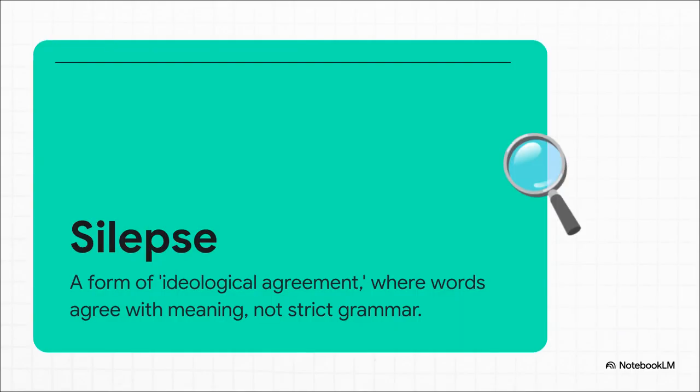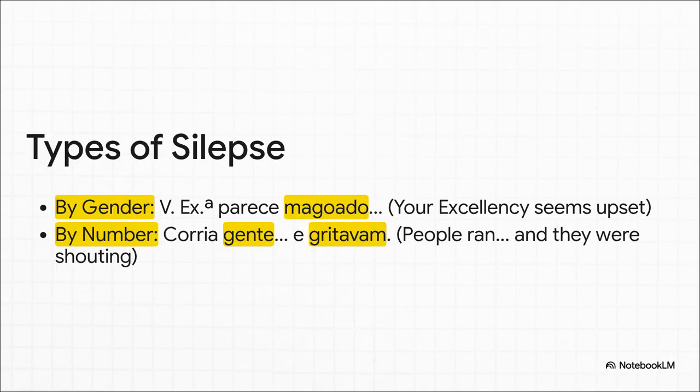And finally, we have one of the most sophisticated tools in the whole kit, solecism. This is where a writer intentionally breaks the rules of grammatical agreement. Instead of making a word agree with the grammar of another word, they make it agree with the idea behind the word. It's a bit of a mind bender, but it's so incredibly smart. Here are two great examples. First, by gender. The term "Your Excellency" is technically feminine in Portuguese, but if you're talking to a man, you use the masculine form of the adjective upset. You're agreeing with the man himself, not his title.